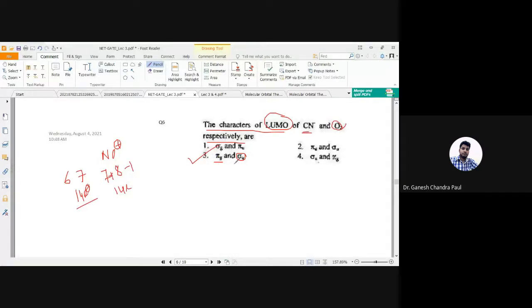That question also came in the 2018 exam. So option 3 is the correct answer. In this way, you have to solve. All these things you have to try to memorize or remember, otherwise it will be very difficult to solve this kind of problem. Understood? Any doubt? Yes, sir.